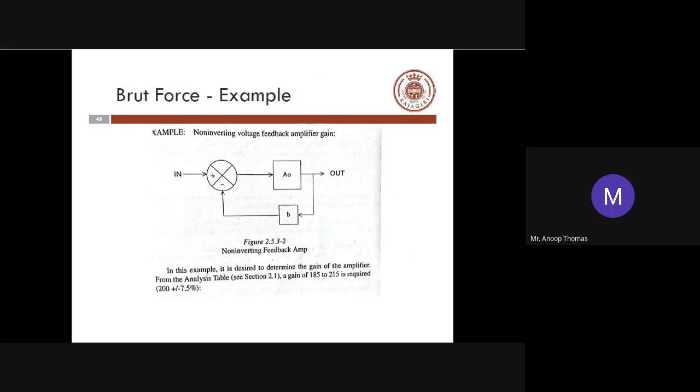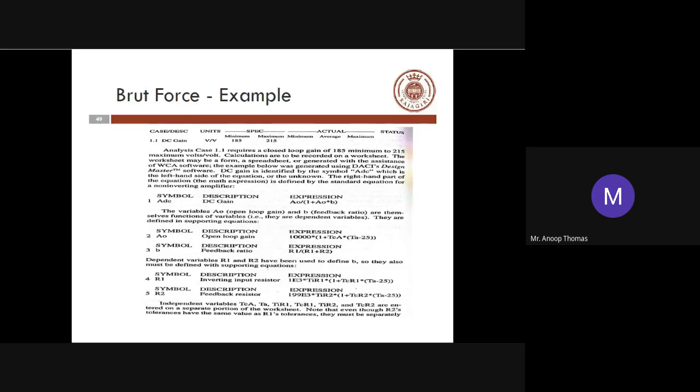So here is an example, non-inverting voltage feedback amplifier gain. So that is what we are trying to analyze. This example is desired to determine the gain of the amplifier from the analysis table, section 2.1. Analysis table, section 2.1. Okay.